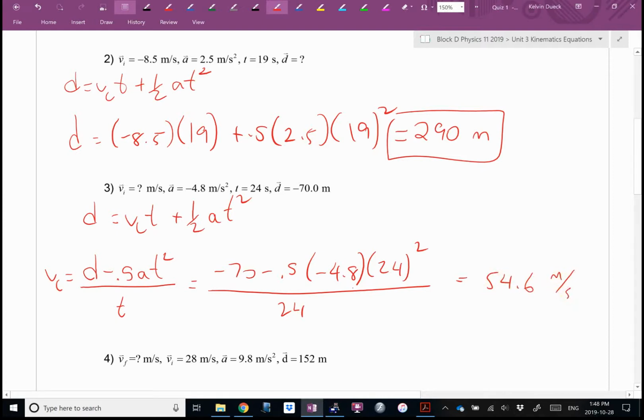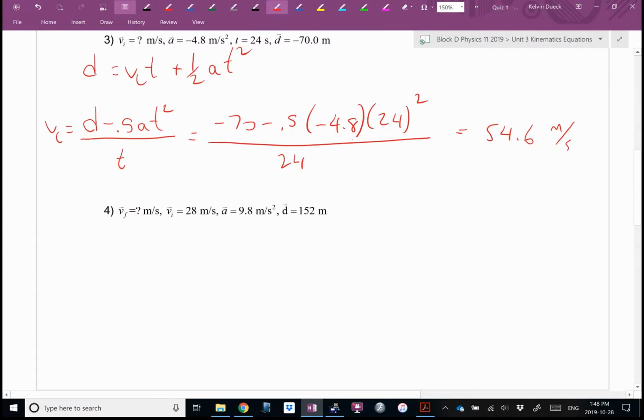Meters per second. If you're imagining what happened, we started out going forwards, but which way are we accelerating, Josh? What's the negative mean? Which way are we accelerating? So we started out going forwards. We're slowing down, slowing down, slowing down, because we're accelerating backwards. We must have come to a stop for a split second and then started going backwards and accelerating backwards. And I guess after 24 seconds, we ended up 70 meters behind from where we started from. Okay.